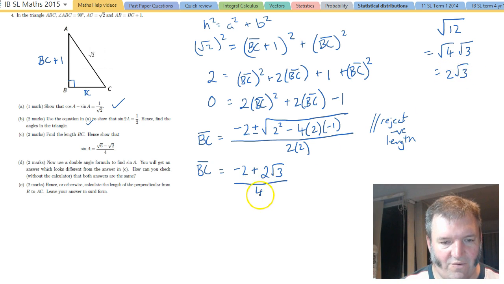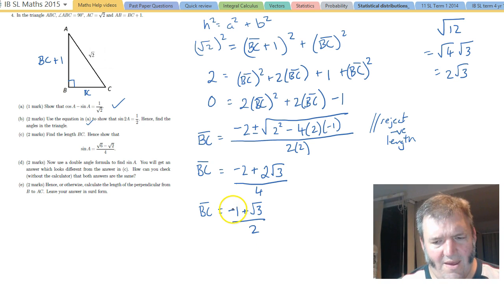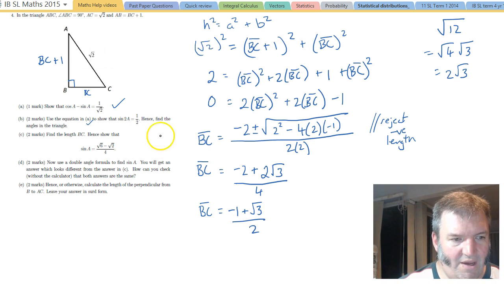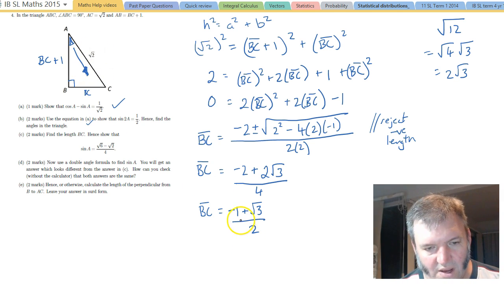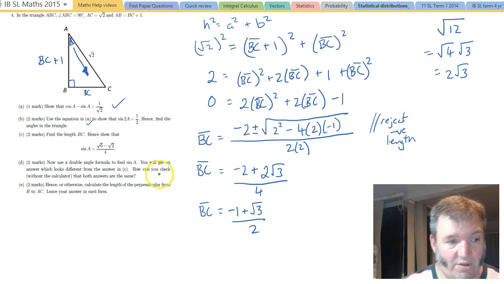This is all divided by 4. 2 is a common factor, so I can divide everything by 2. And I get BC is negative 1 plus root 3 divided by 2. And I think that's where you got to. And the next little bit's not so bad. Find sine A. So A is this angle up here. Sine of the angle is going to be the opposite divided by the hypotenuse. So if I take this value, negative 1 plus root 3 over 2, and divide it by root 2, that will equal sine A.